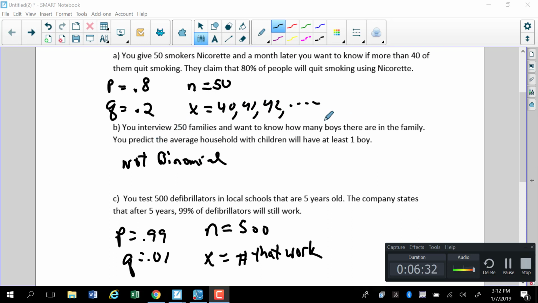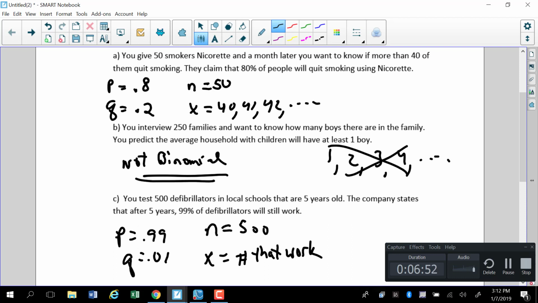For this one, you interview 250 families. How many boys are in the family? The problem here is how many boys in your family? Is there 1 boy? Is there 2? Is there 3? Is there 4? And so on. Well, the problem is this is not binomial. You have very many possibilities. It's not success or failure. It's too many possibilities. So this is not a binomial.